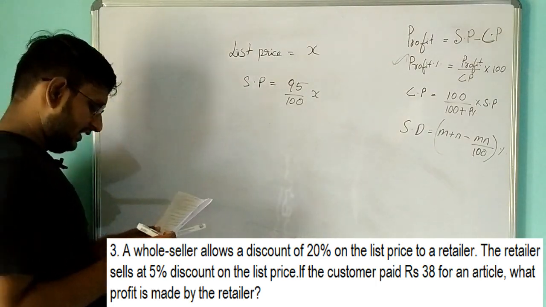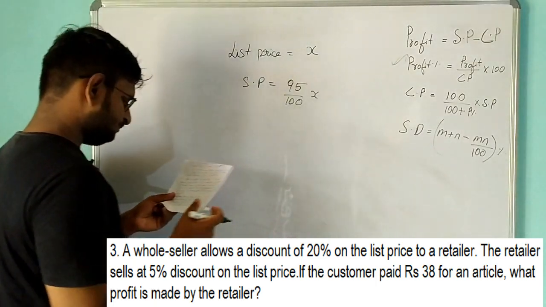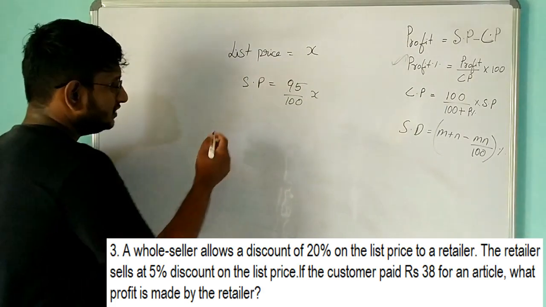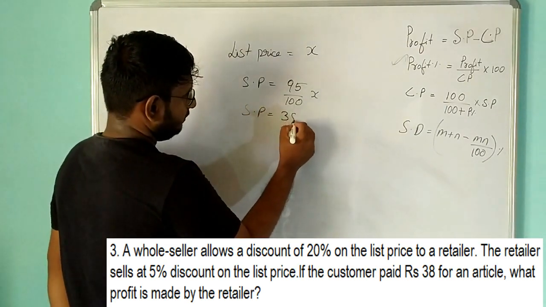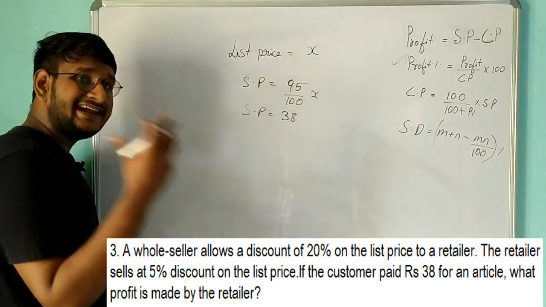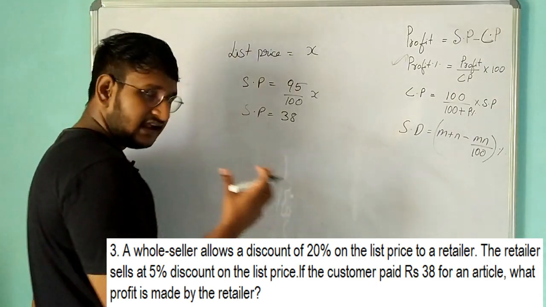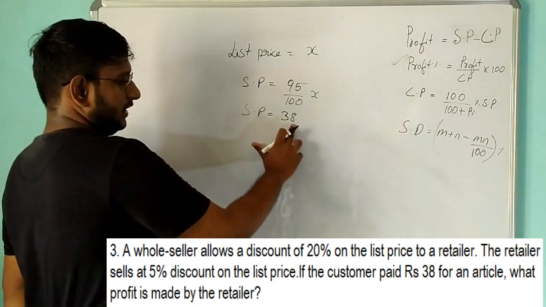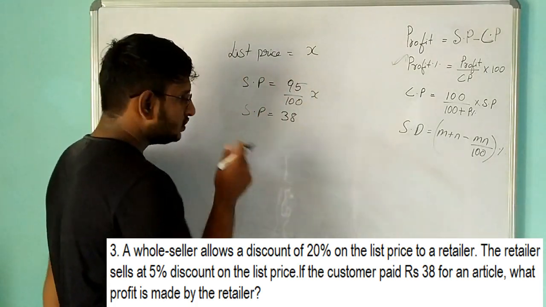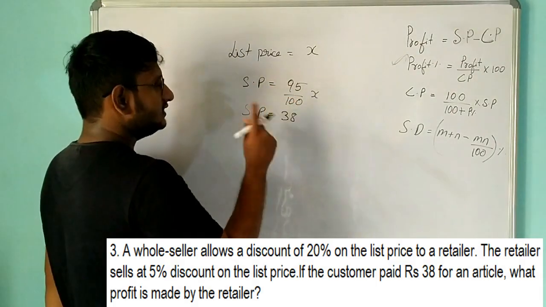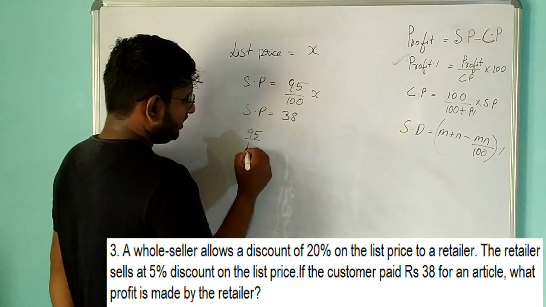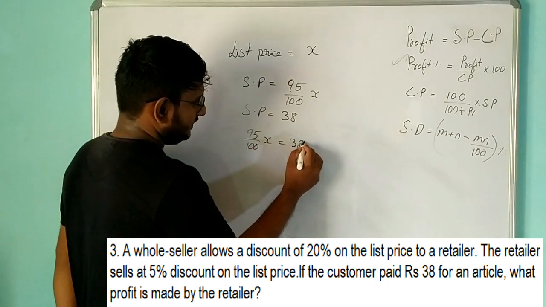By doing so, the customer pays 38 rupees for an article. So the selling price is 38, because the customer is buying it for 38 rupees. So SP is equal to 38, and SP is also equal to 95 divided by 100 X. By equating this, we can get what X is. So 95 divided by 100, X is equal to 38.